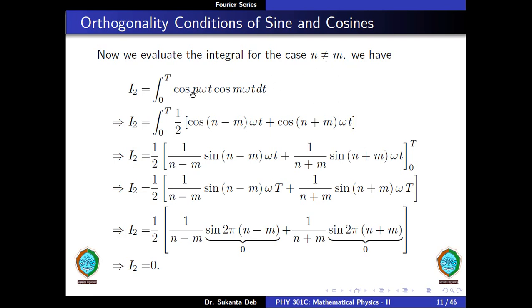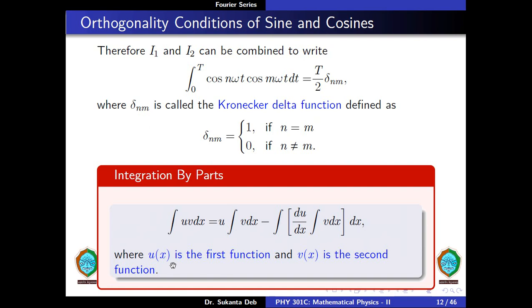In this case, again we apply the formula cos a cos b, which is equal to half of cos of (a minus b) plus cos of (a plus b). After we solve this integral, we get the value I2 equal to 0. Therefore I1 and I2 can be combined to write the integral from 0 to capital T of cos of n omega t cos of m omega t dt is equal to T by 2 into delta nm, where again delta nm is called the Kronecker delta function, defined as delta nm equal to 1 if the indices are equal, else delta nm is equal to 0 if the indices are not equal.